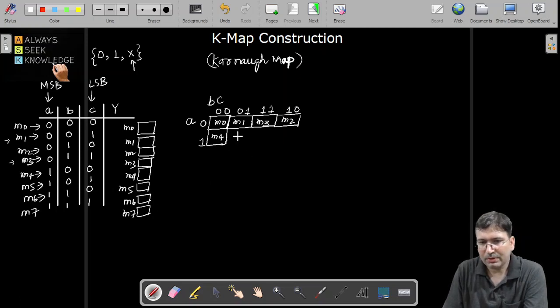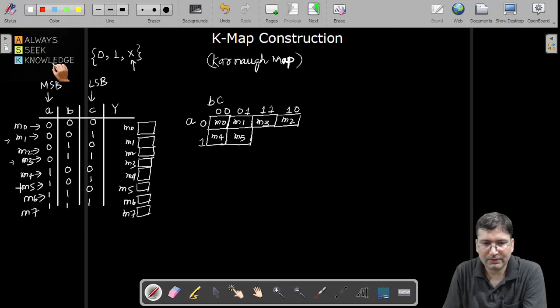Now after M4, can we have M5? So let's check M4 and M5. It is differing by 1 bit only. So that means M5 can be the adjacent to M4 in K-map. Now let's check M5 and M6. M5 is having 101 and M6 is having 110. So these two bits are differing. That means M6 cannot be the adjacent cell to M5 cell, right?